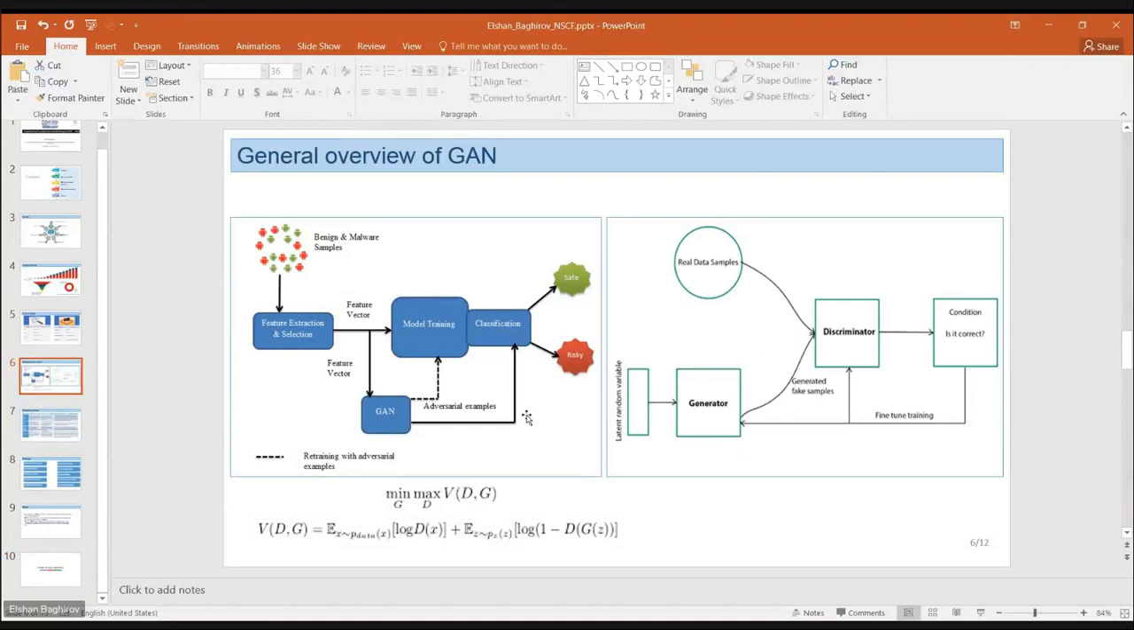The main idea of using generative adversarial networks is that we need more samples for model training. Sometimes our training data is imbalanced. You mean that, let's say, our benign samples are more than the malware samples. Sometimes we have a lack of existing data sets for model training. For this reason, we use generative adversarial networks to generate synthetic malware images to refine our classification model.